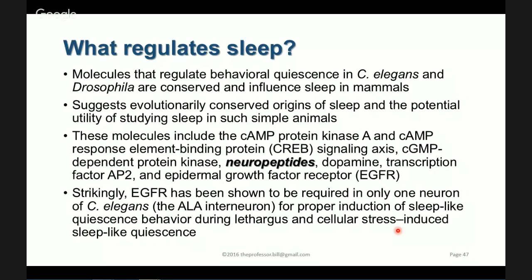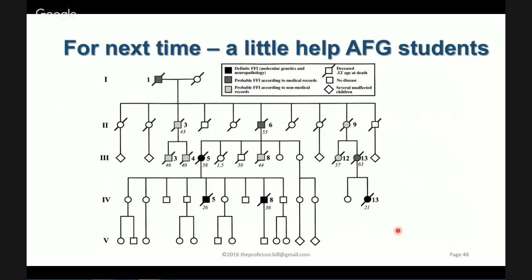Is it any different than your hypothalamus? Or is it any different than how you sleep? Are there small groups of neurons that actually control your sleep levels? And are they actually run by things like neuropeptides? And what happens when you don't sleep?